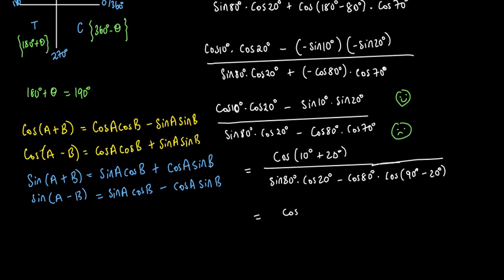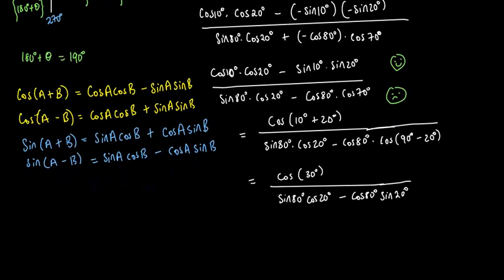Right? Then what is going to happen? Now you're going to have cos 30 degrees, right? All divided by sine 80 degrees cos 20 degrees minus cos 80 degrees. And then remember, once it says 90 minus, the cos will change to sine. So you will have sine what? Sine 20 degrees there. Then it's okay because now we have 80, 20, 80, 20.